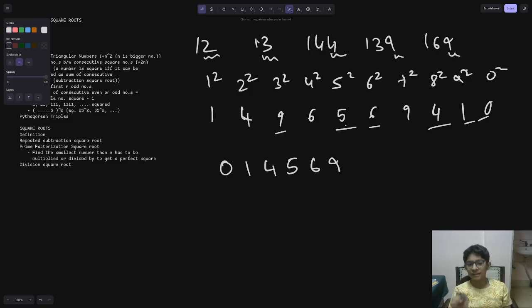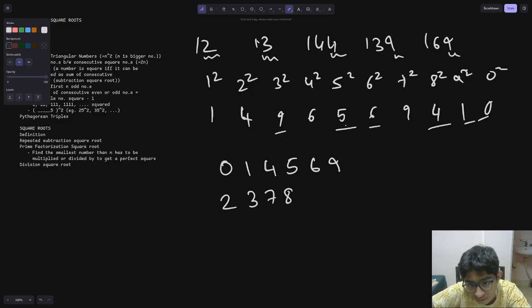But does it mean that every number that ends in these digits is a square number? No. If I take 131 for an example, which are the other digits here? 0, 1, 2, 3, 4, 5, 6, 7, 8, 9. Right? So does it mean that if a number ends in 2, 3, 7 or 8, it is never a square number? Yes.